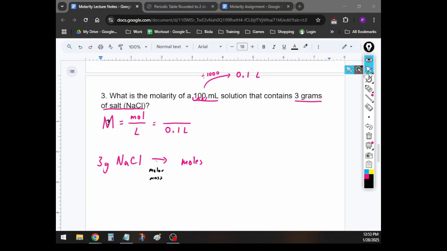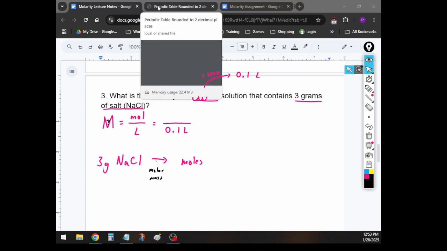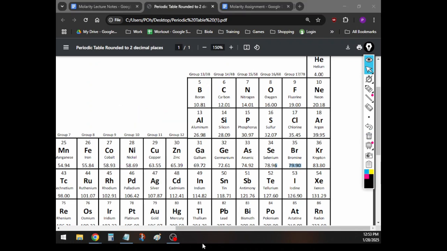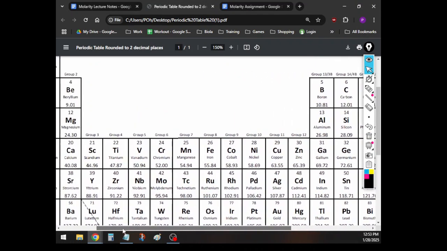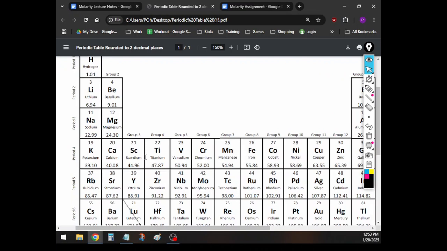So let's look at the periodic table. If you have yours, you can pull it out. If you don't have your periodic table, I have some next to the projector, so you can pick it up. Okay, so make sure you have your periodic table, and I want you to take a look at Na and Cl. We're going to find the molar mass of NaCl.